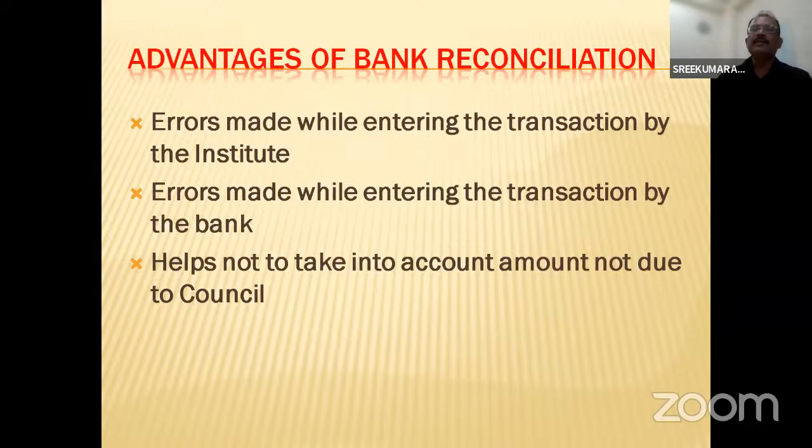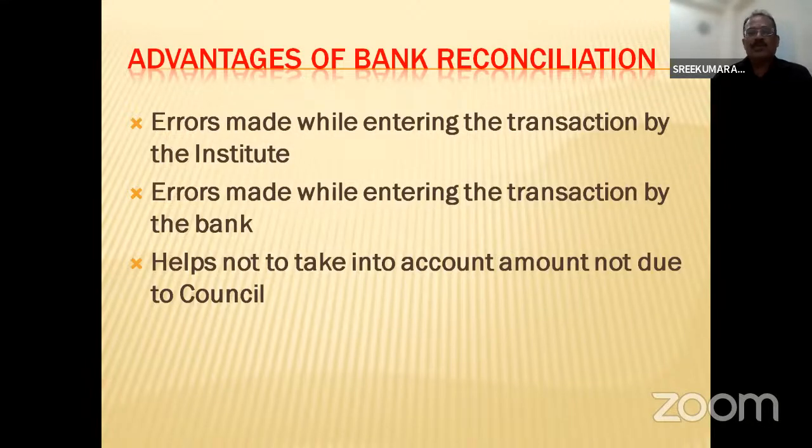Errors made while entering the transaction by the bank. Bank can also make some error. It can make some debit twice. At the same time, in very rare cases, it can also make duplicate credits. We have experienced it. Actually, whenever LC collateral securities are kept apart, the bank gives you interest. There were cases where the bank gave it 2 times. Such duplications from the bank side we can also identify.